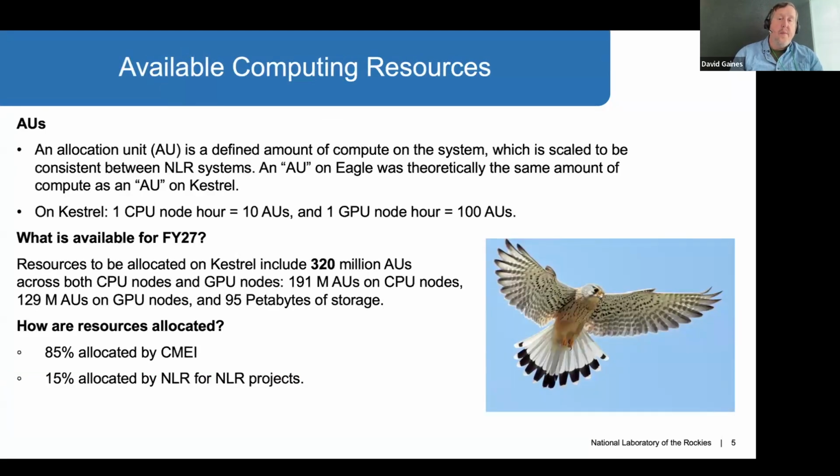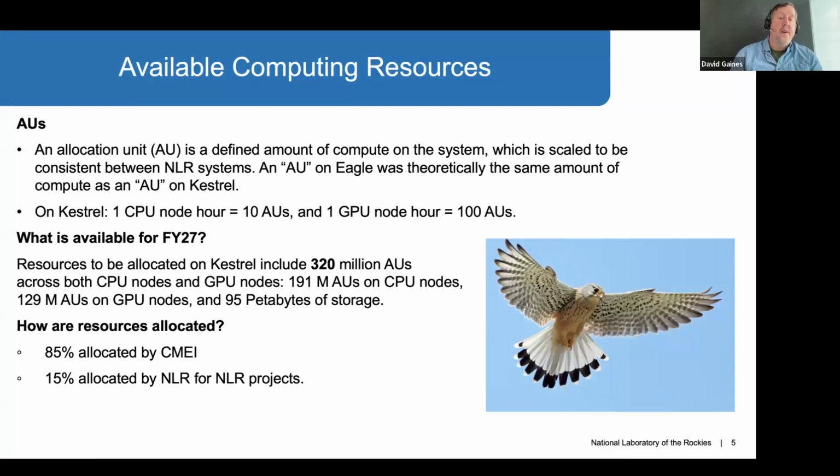As I said before, we define an AU, which is a unit of compute that's scaled to be consistent between our systems. So an AU on Eagle is theoretically the same amount of compute as one AU on Kestrel. The difference is that one CPU node hour on Kestrel is 10 AUs, whereas on Eagle, I believe it was 3 AUs. So hypothetically, a CPU node on Kestrel is roughly 3 times faster than Eagle.